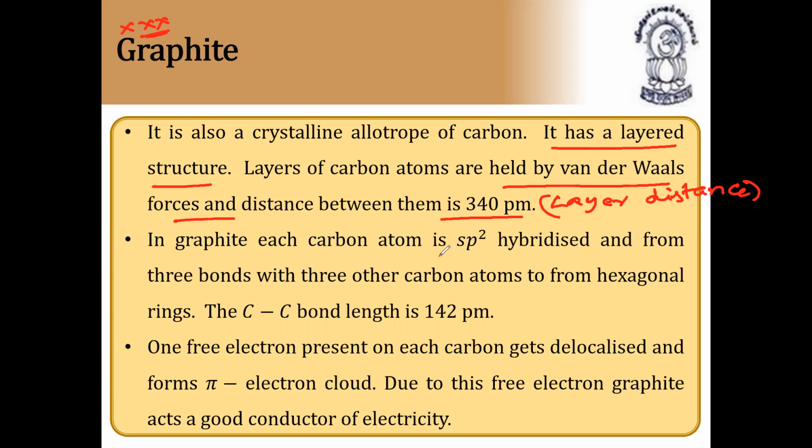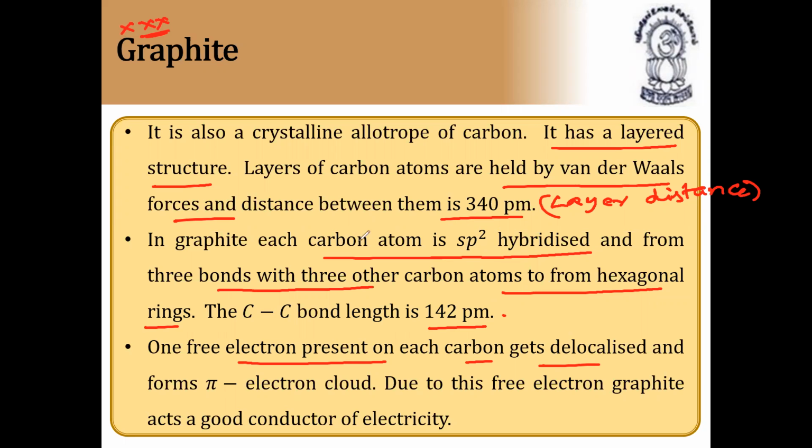In graphite, each carbon atom is sp2 hybridized. You can make a note of this. It undergoes sp2 hybridization and forms three bonds with three other carbon atoms to form hexagonal rings. The C-C bond length is 142 picometers. One free electron on each carbon gets delocalized and forms a pi electron cloud. Due to this free electron, graphite acts as a good conductor of electricity. Very, very important point. These are the main points about graphite.